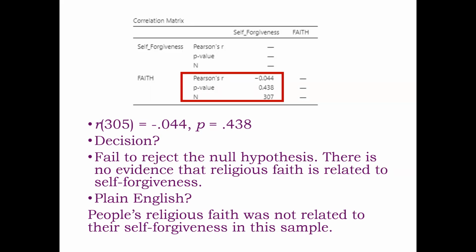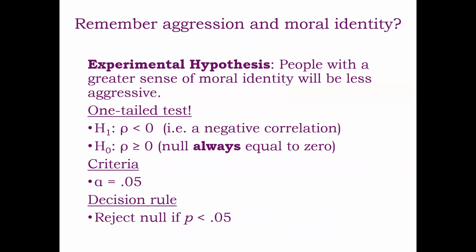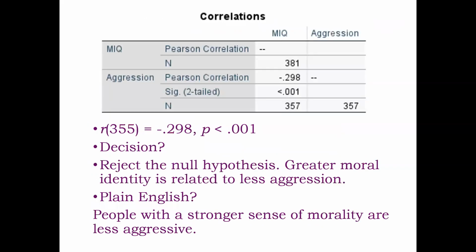Let's run through another example. Remember aggression and moral identity? I'm sure you do. You're probably sick of it. The experimental hypothesis is people with a greater sense of moral identity will be less aggressive. This is a one-tailed test, but of a negative correlation. So the alternative hypothesis is rho less than 0, and the null is rho greater than or equal to 0. The criterion is alpha 0.05. The decision rule: reject the null if p is less than 0.05.